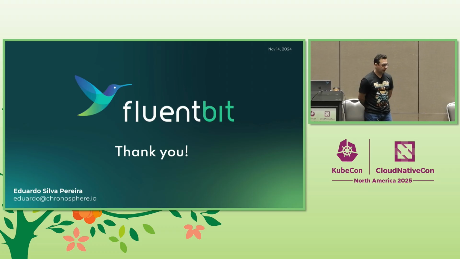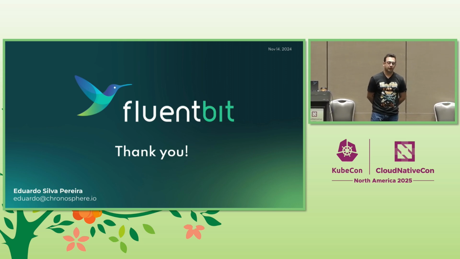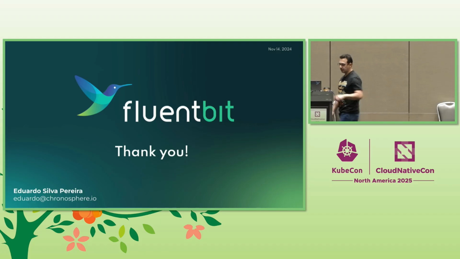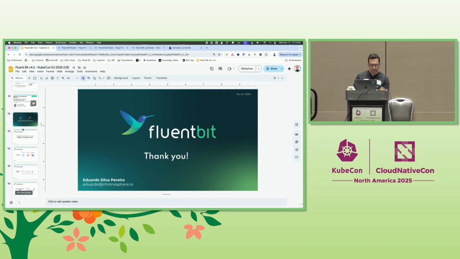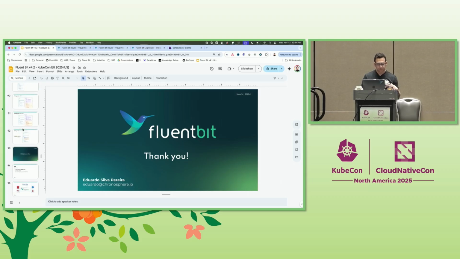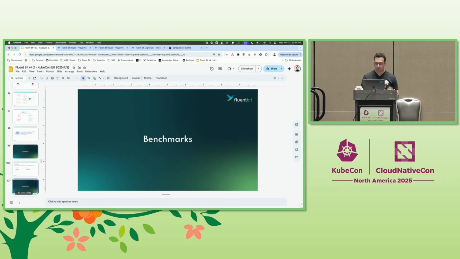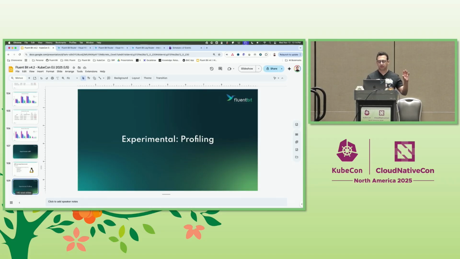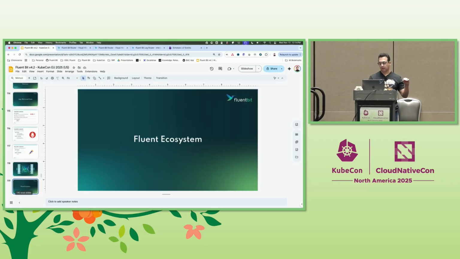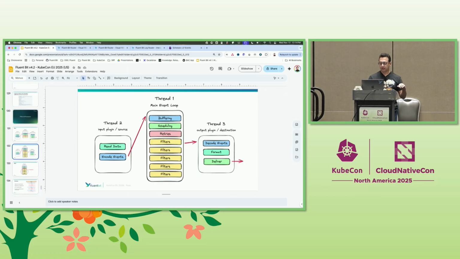Got it. Are your processors filters, or processors? Filters, sorry. Let me check if I have a quick slide about that. The thing is that in the old way Fluent Bit was working, it was a single thread, and filters were running together with the main event loop.